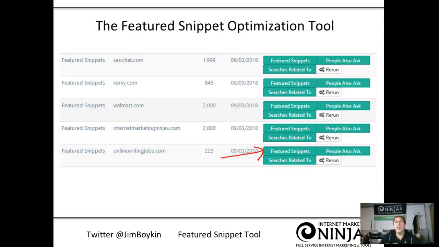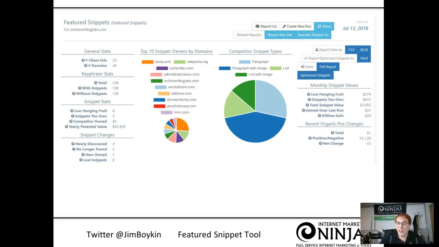Okay, so done with the first two tools. Let's go on to the big one here, which is the Featured Snippet Tool. So again, if you go into your main dashboard page, click on the big green button for Featured Snippets. Okay, the page will take a minute or two to load. On the top, you've got pretty charts and stats and information. I'm just going to go over that quickly on this one.